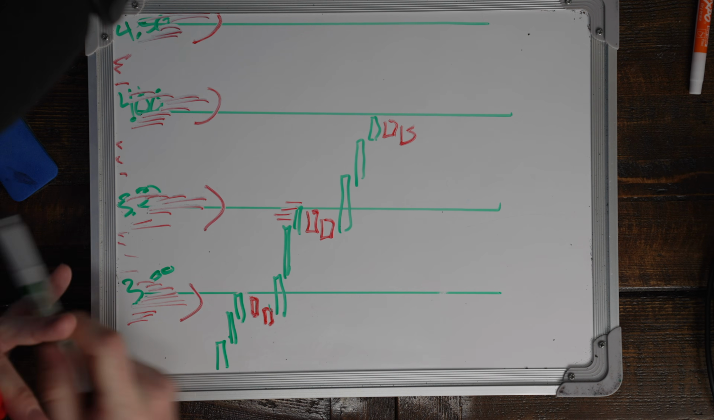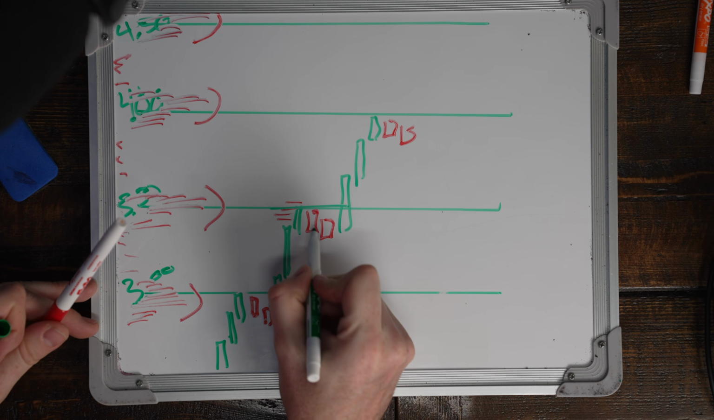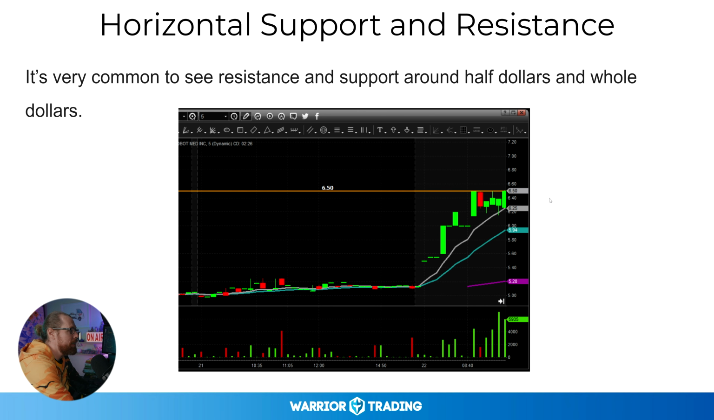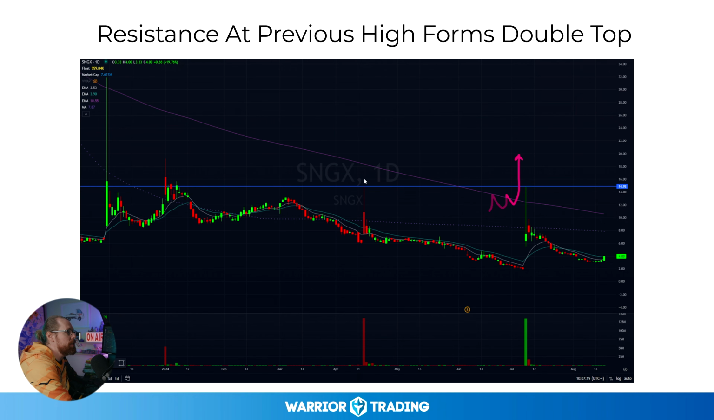So we often see at these half dollars and whole dollars that we tap it a couple of times before breaking. That is very common. So here you could see we tap 650, we tap 650, we tap 650, and then finally we break 650. Now, this can also be in the form of daily resistance. So a double top here, just under $15, very common.